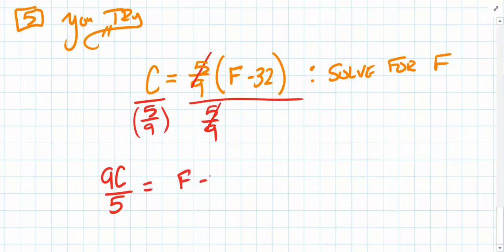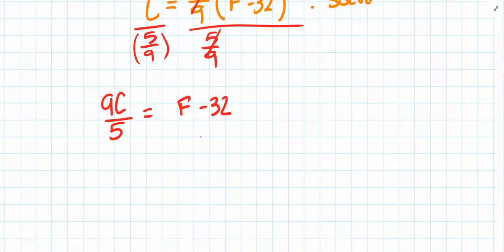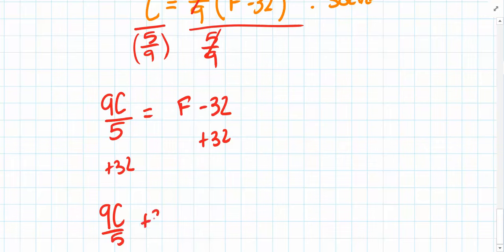So what's my next move? What do I got to do? All I got to do is add 32 to both sides. Well, how do I rewrite this? This is just rewrite what it says. 9c over 5 plus 32 is worth f, and you have completed the task.